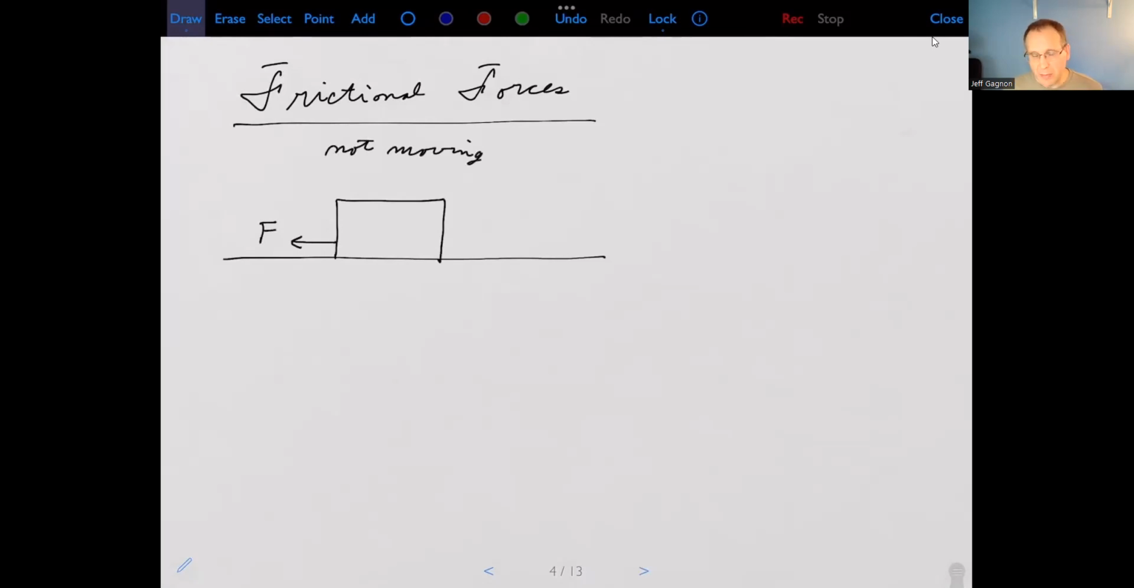Well, because it's not moving, it means that the sum of the forces, the net force, must equal zero, right? There's no acceleration. So therefore, there's got to be a force that's resisting the motion that acts to the right, and it must have the same magnitude as the force that I'm exerting here, right? So the length of this vector is going to be the same length here, but this force is resisting it, so it's in the opposite direction. This is what we call a static frictional force. So I'll write that as FS. So this is a static frictional force.